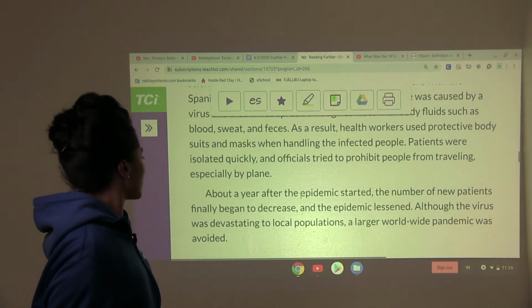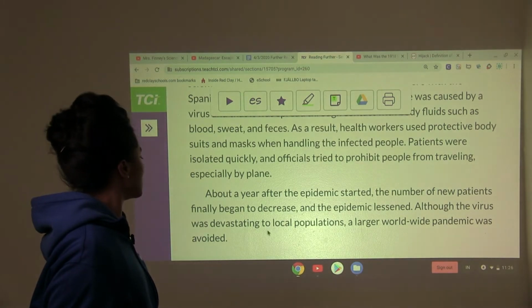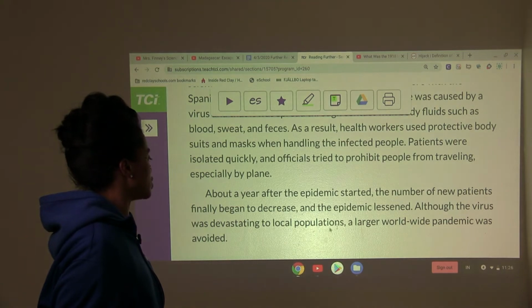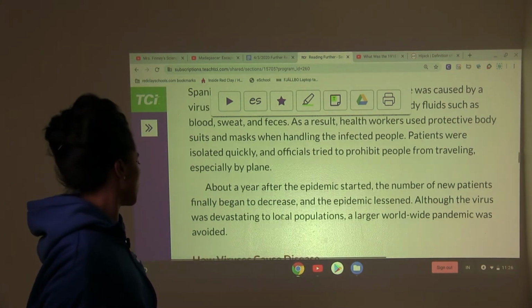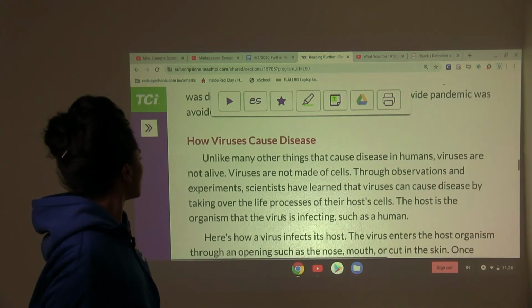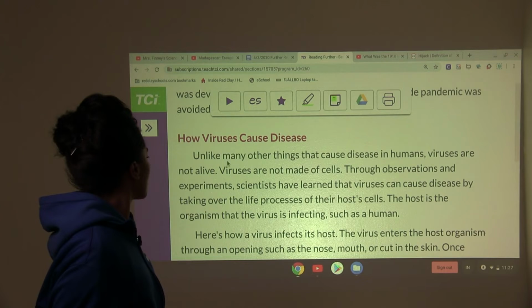About a year after the epidemic started, the number of new patients finally began to decrease, and the epidemic lessened. Although the virus was devastating to local populations, a larger worldwide pandemic was avoided. All right? So here it talks about how viruses cause disease.